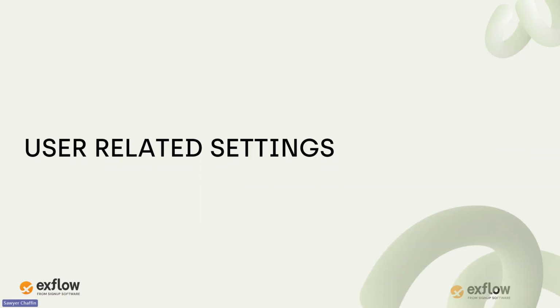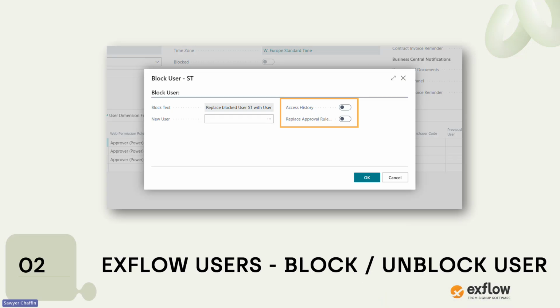As far as user-related settings go, and getting into our second tip of the day: how to block a user and unblock a user. Let's say that a user is leaving your company and you need to remove their access. This is how to do it efficiently. If you go to your ExFlow users and search for that specific user, you're going to open their user card and click block/unblock user. When you block a user, you can give a new user access, and you'll see two optional settings: access history, which will give access to historical documents, and replace approval rules, to replace the user in existing approval rules and coding rules. By enabling those options, you can seamlessly transfer access and responsibilities without having to manually update everything yourself as far as your approval rules and your coding goes.